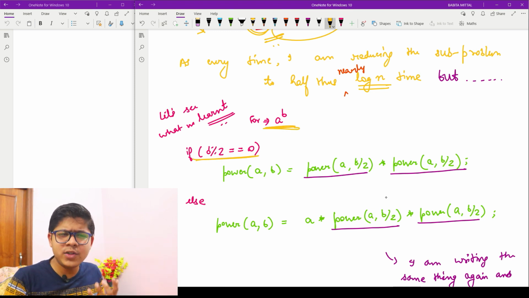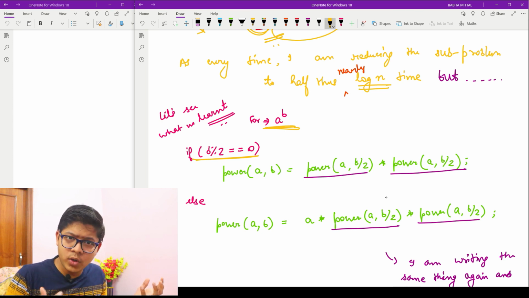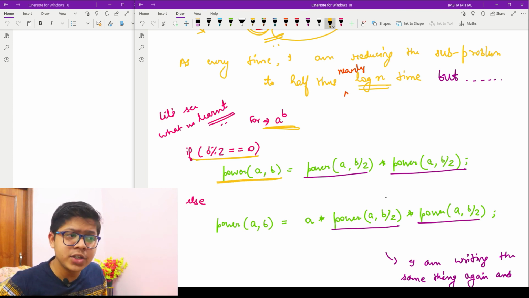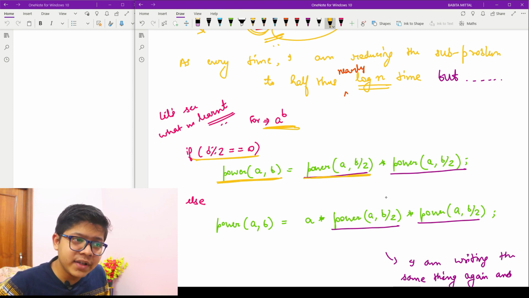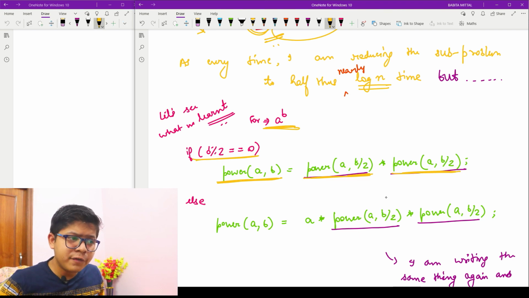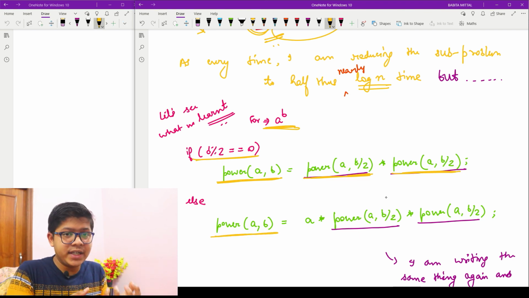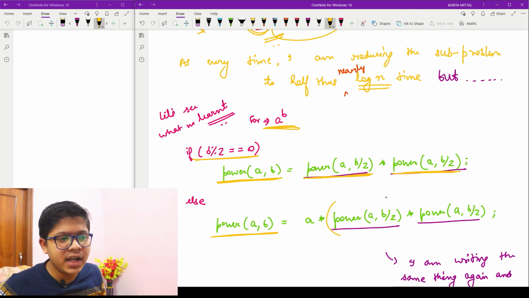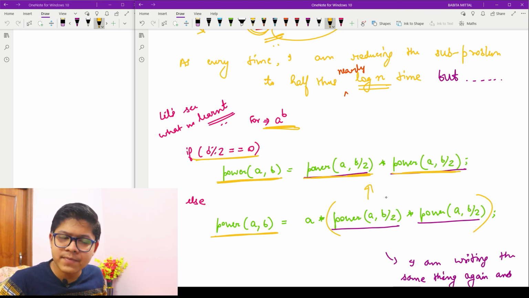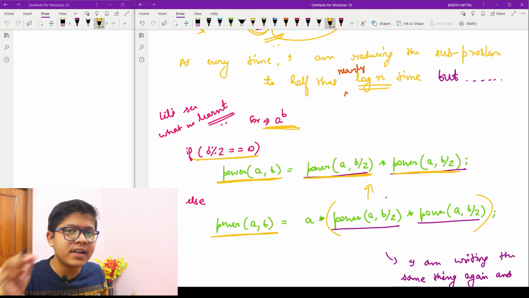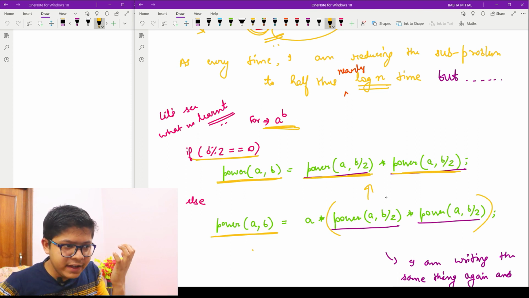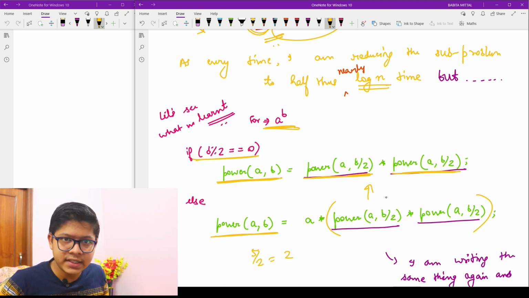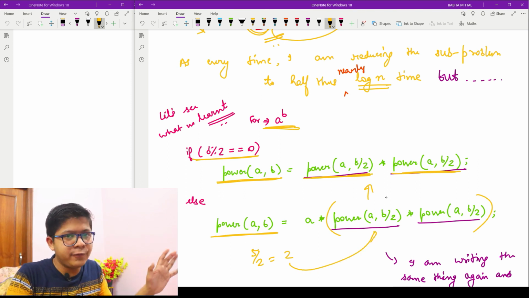Now, if your b is even, then you are clearly sure that you can reduce your problem to half. To compute a raised to the power b, you can compute it as the power of a raised to the power b by 2 and the power of a raised to the power b by 2, and you can just multiply them. Now, if b is odd, then you need to extract one a and the remaining problem would be nothing but what I showed you earlier. Here I had not written minus 1 because 5 upon 2 is actually 2, because we take the floor value when we simply divide the number. So it's just a floor value.